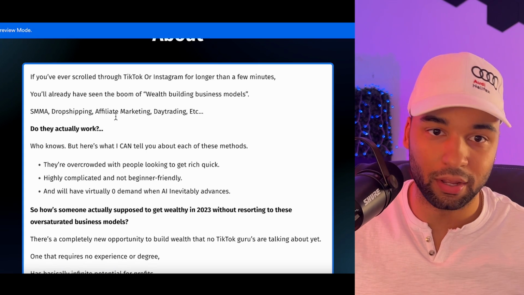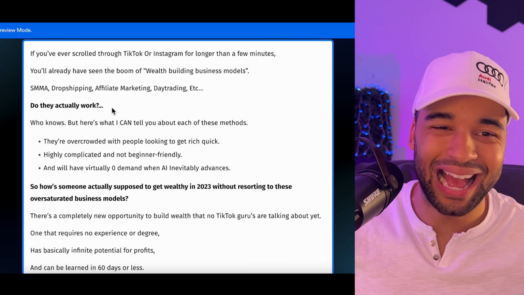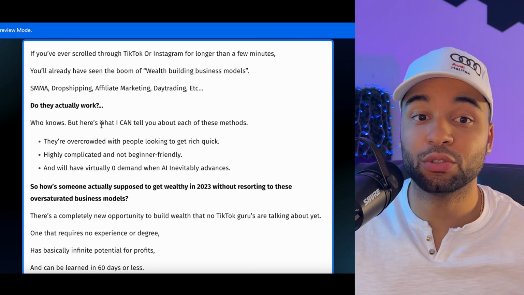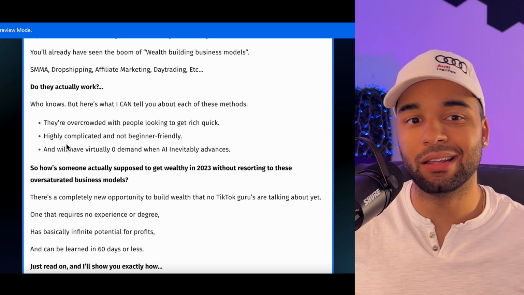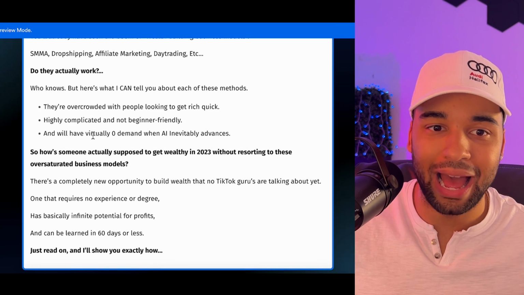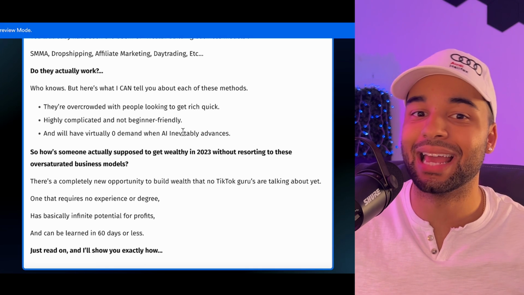SMMA, dropshipping, affiliate marketing, day trading, etc. Do they actually work? Who knows? But here's what I can tell you about each of these methods. They're overcrowded with people looking to get rich quick, highly complicated and not beginner friendly, and will have virtually zero demand when AI inevitably advances.